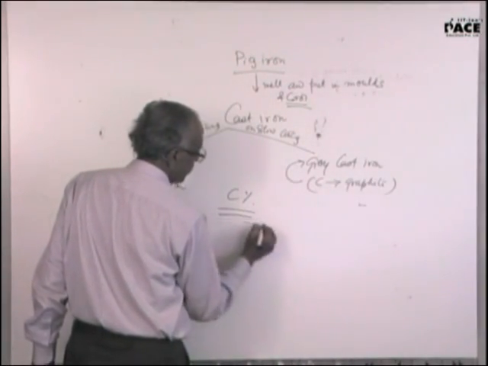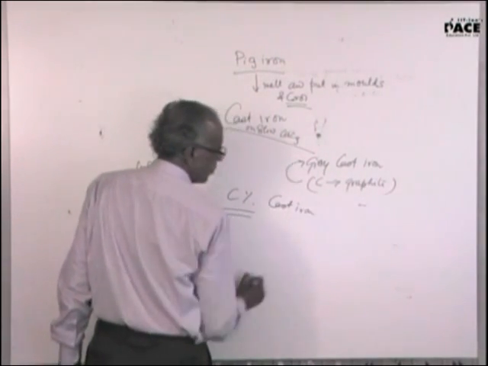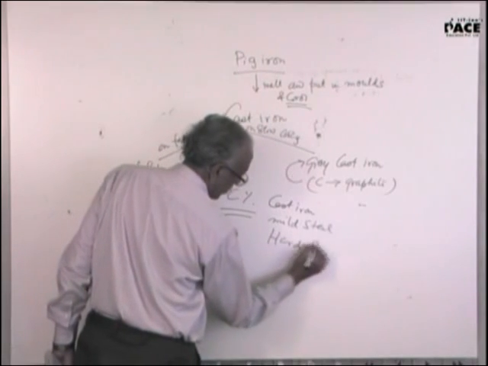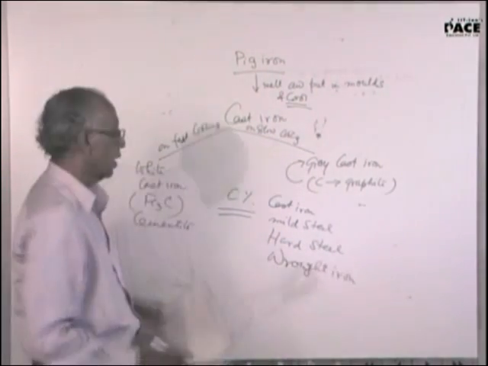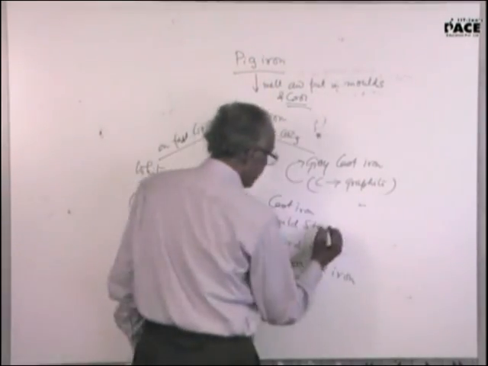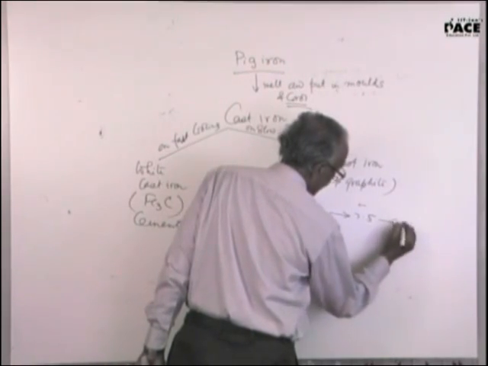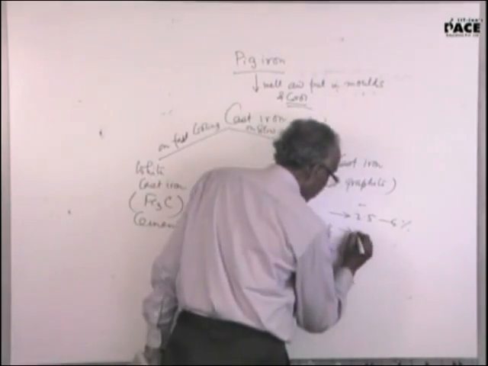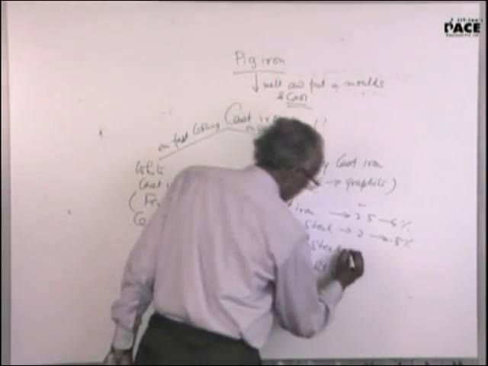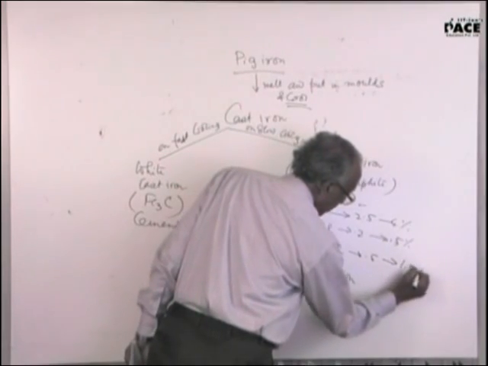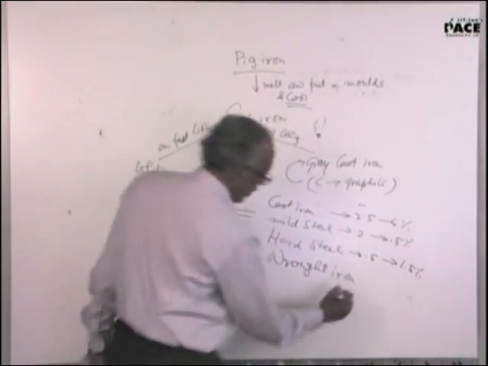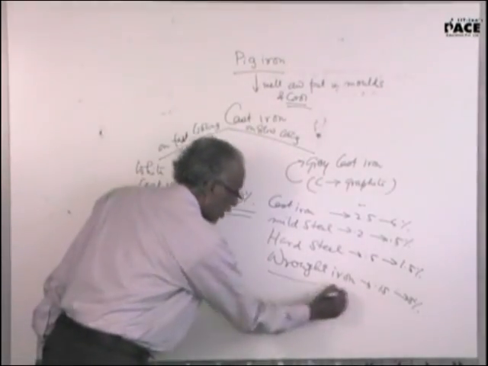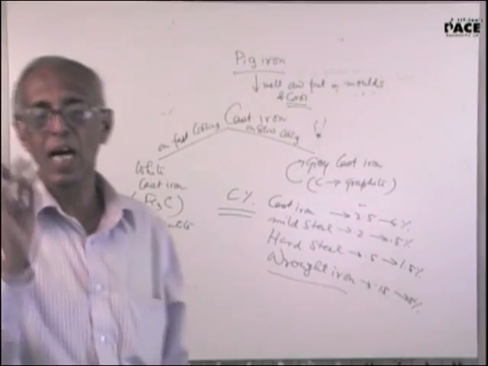Carbon percentage. Cast iron, mild steel, hard steel, and wrought iron. Cast iron is about 2.5 to 4%. Mild steel, 0.2 to 0.5%. Hard steel, 0.5 to 1.5%. And wrought iron is 0.15 to 2.25%. So the wrought iron is the purest form of iron, which has minimum carbon impurity.